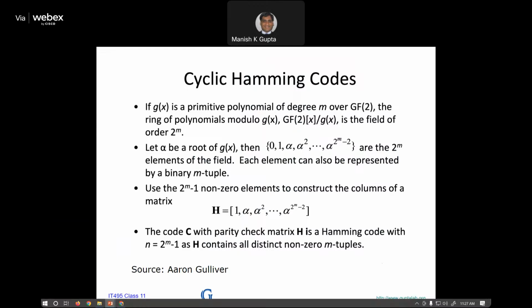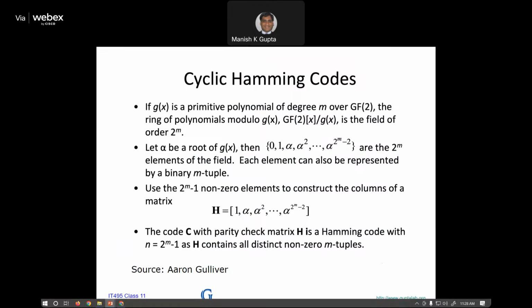If G(x) is a primitive polynomial of degree m over GF(2), a primitive polynomial, whose roots are primitive elements, right? You saw that. Then you consider GF(2)[x] modulo G(x), the field of order 2^m. If alpha is the root of G(x), then 0, 1, alpha, alpha squared, up to alpha raised to the power 2^m minus 2 are the 2^m elements of the field. Each element can also be represented as a binary m-tuple. You remember, I think.